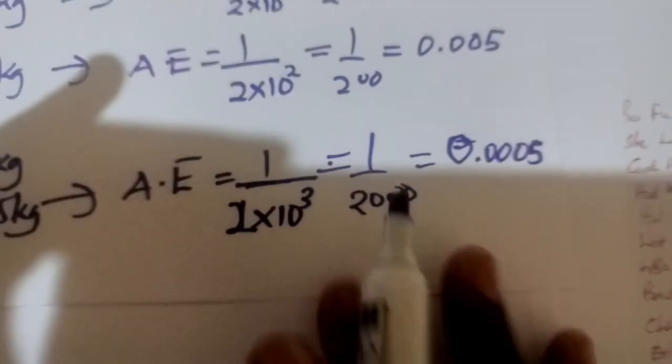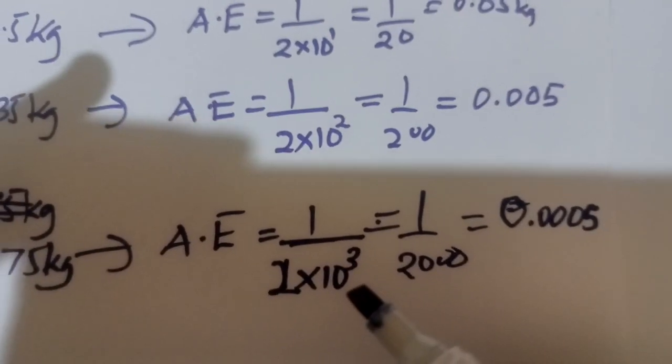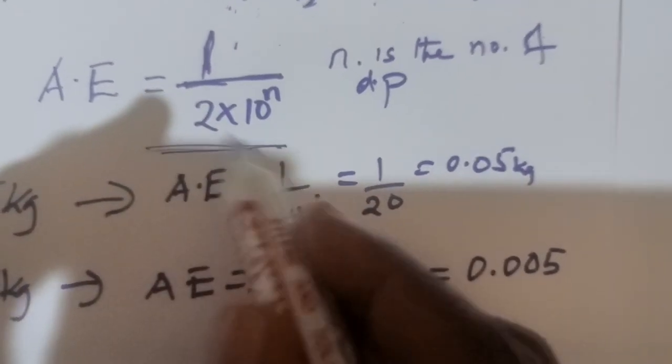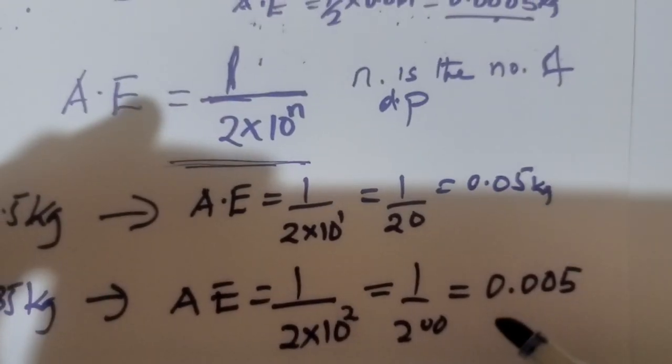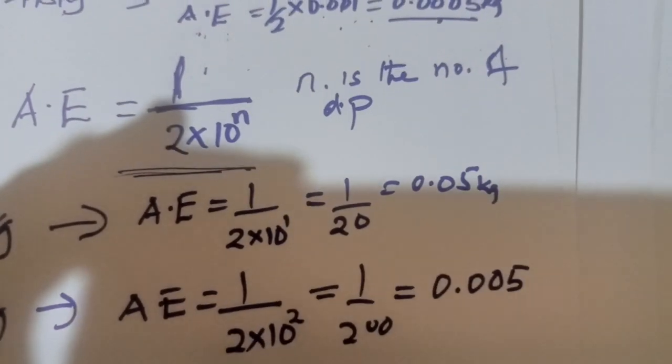So what we are trying to say here is that by knowing the number of decimal places to which a measurement is given, you only need to use this formula, that is 1 over 2 times 10 power n, where n is the number of decimal places.